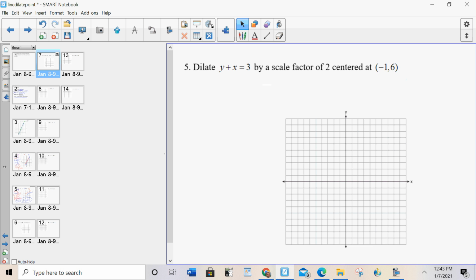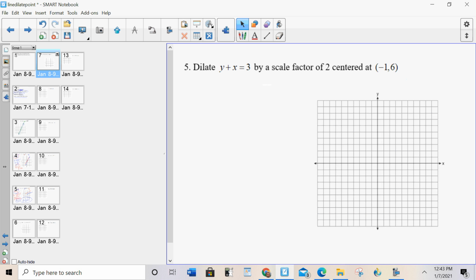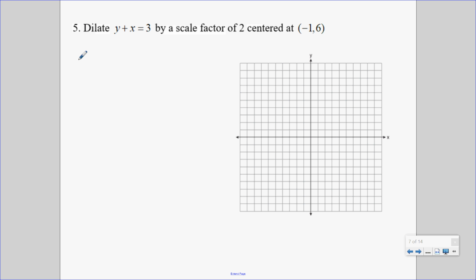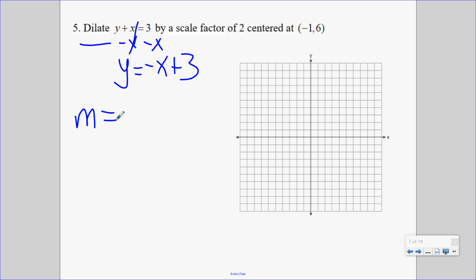Let's go to number 5. Little twist. Line dilations, parallel, keep the slope. Well, I'm going to have to first get y by itself. So my slope is going to be -1. Center on the line, sub x and y. It doesn't matter if you sub it into the original or the one with y by itself. It just doesn't matter.